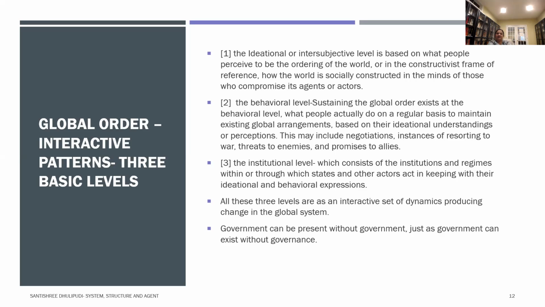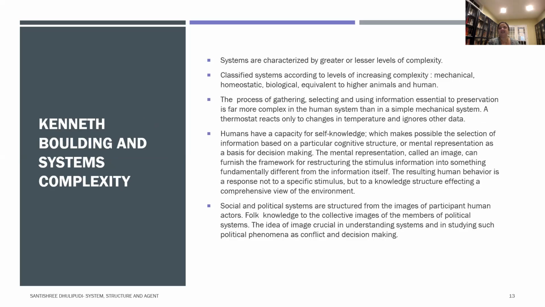All these three levels are an interactive set of dynamics producing change in the global system. And these can be present without government, just as government can exist without governance. Kenneth Boulding and systems complexity. Kenneth Boulding tells us that systems are characterized by greater or lesser levels of complexity. He classified systems according to levels of increasing complexity: mechanical, homeostatic, biological, equivalent to higher animals and humans.